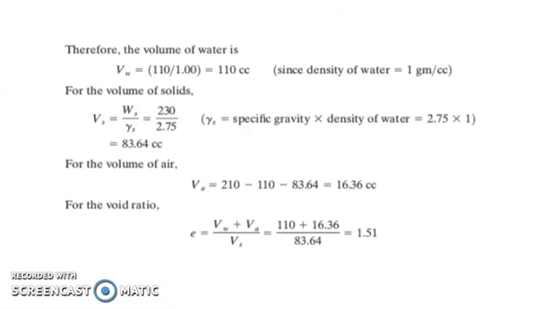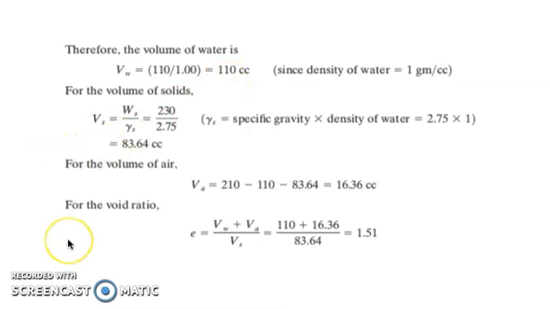Now, to compute the volume of the water, V sub W, that will be equivalent to the weight of the water, which is 110, over the density of the water, which is 1 gram per cubic centimeter. So the result for the volume of the water is 110 grams over 1 gram per cubic centimeter, and we get 110 cubic centimeters.